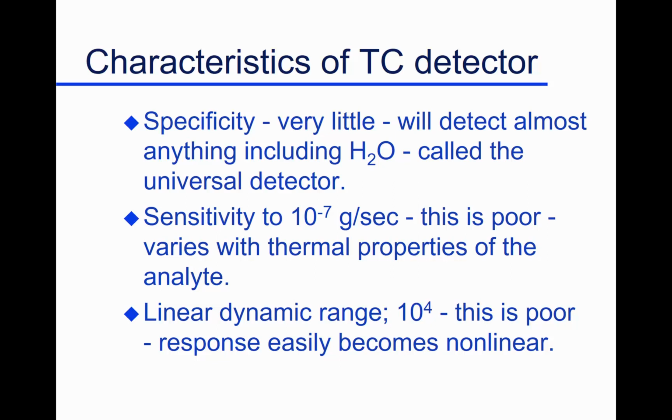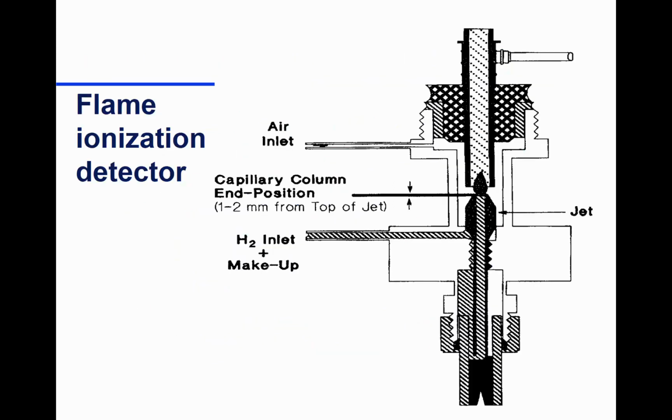Anyway, 10 to the minus 7th grams, and that is poor by our standards and probably by LC. And also linear dynamic range. If you have this much of a compound versus that much, is it still a linear response as you change concentration? It gives you a linear response only over about a 10,000-fold change in concentration. And you might think 10,000-fold change in concentration in a given sample is pretty good, but it really isn't. And so we're limited here, but we have the wonderful ability for a universal detector.